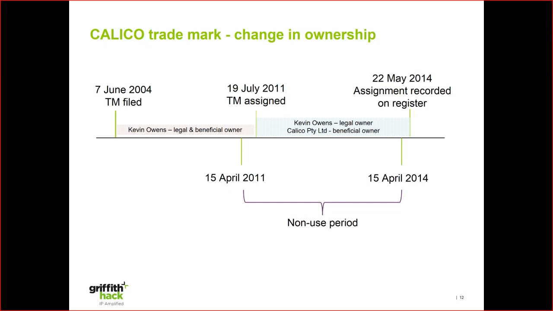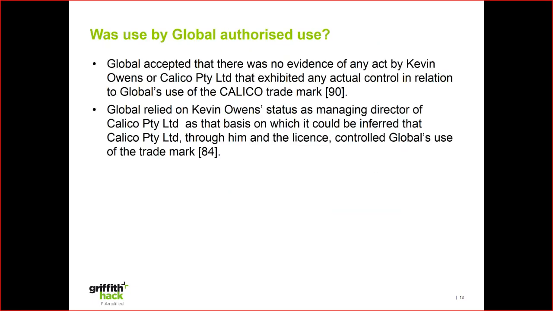The issue was whether Kevin Owens, who's the party on the register, had actual control over Calico Pty Ltd's use. And then a second issue was whether Global was using it under the control of Calico Pty Ltd. And there wasn't any evidence of actual control in this situation.